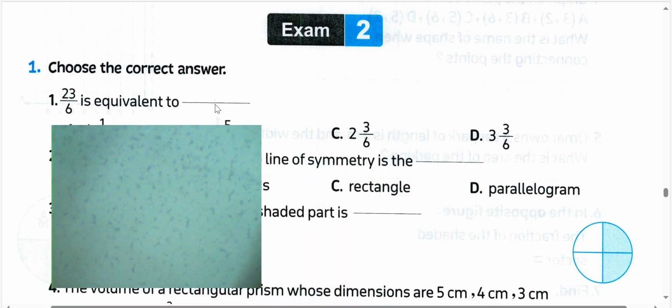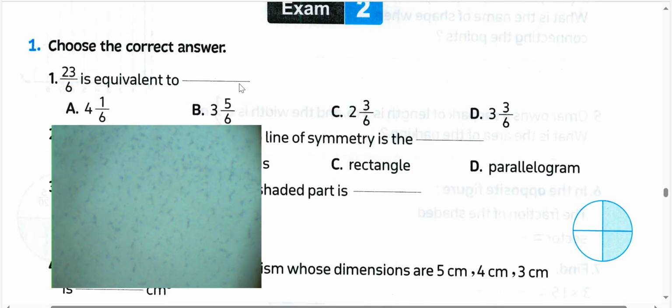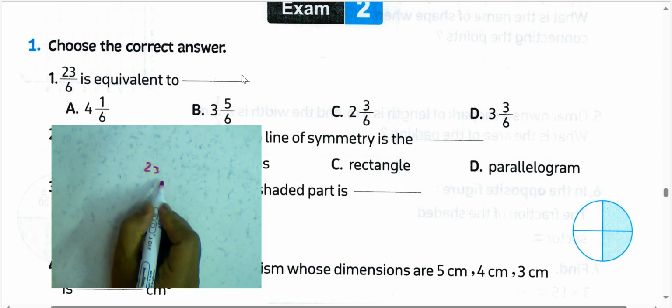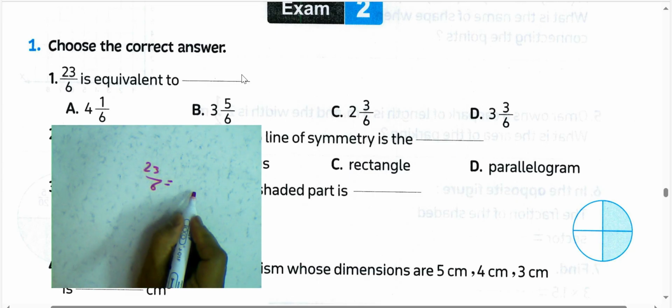Number 1: 23 over 6 is equivalent to space. 23 divided by 6 equal what? We know 3 times 6 equal 18 and remainder 5 because 5 plus 18 equal 23. This example we convert from improper to mixed number, right? 23 over 6.